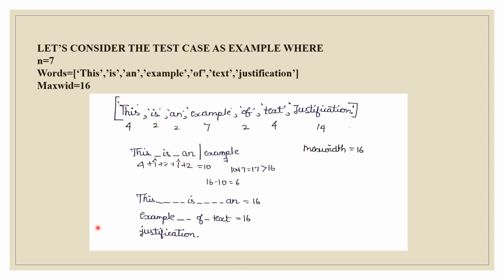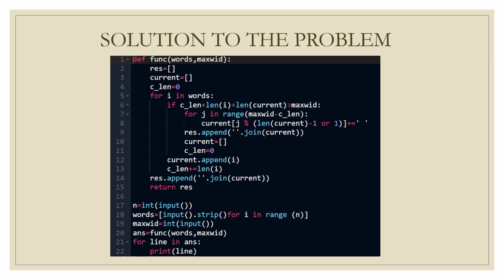Let me briefly say it one more time. We're going to divide the lines in such a way that each line should have the maximum constraint of characters. If it does not make up to the number of characters, you can always add white spaces in between them. While adding white spaces, we should remember that they should be evenly distributed. If they're not evenly distributed, the one on the left should have more white spaces. This is going to be our solution for the given problem. Let's break it down.